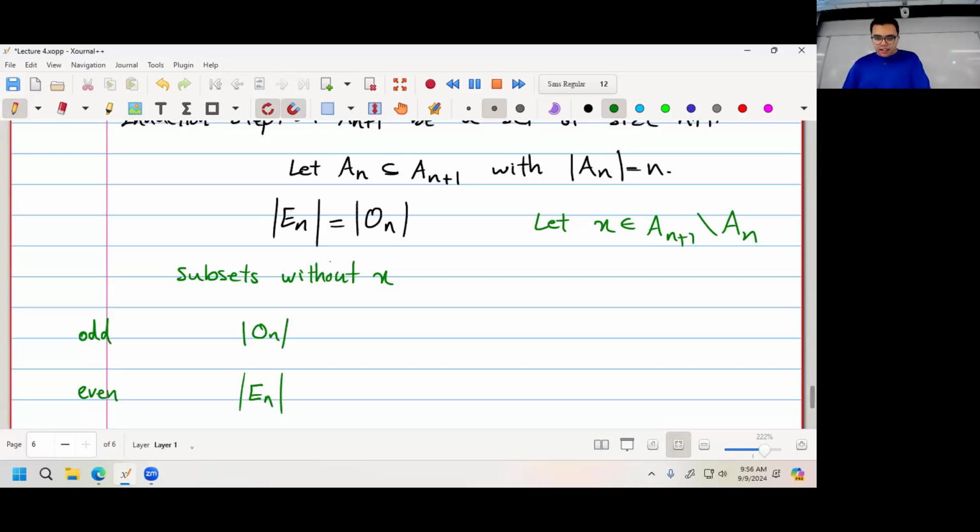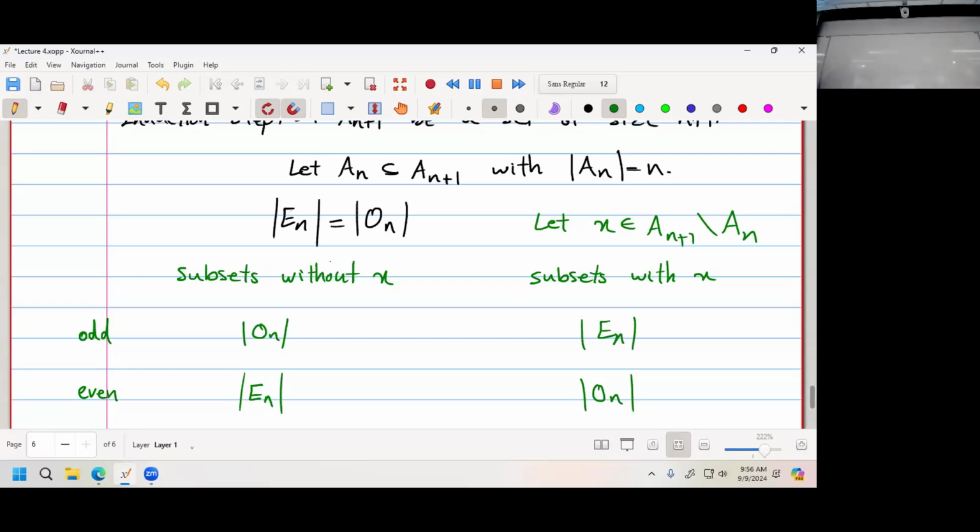Now let's look at subsets that do include X. I have X in my subset, and let's say the size of my subset is odd. If I kick out X, the size of my subset becomes even, and it also becomes a subset of my first n elements, right? And vice versa. So here I can say that the number of odd subsets that include X is actually E_n, and the number of even subsets that include X is actually O_n.